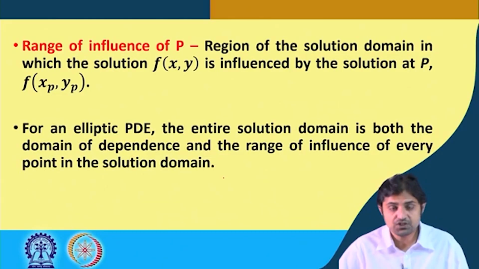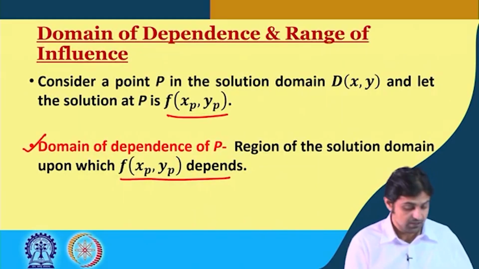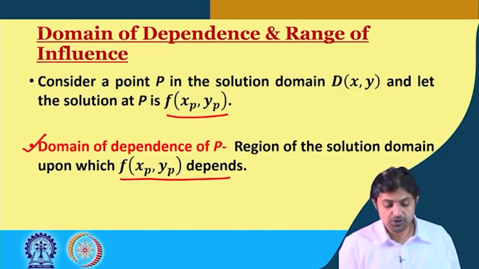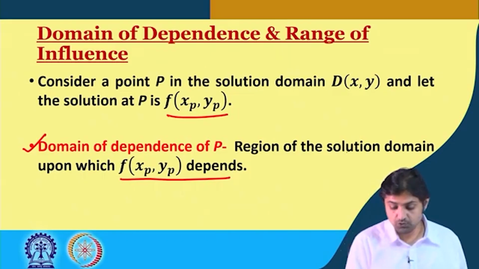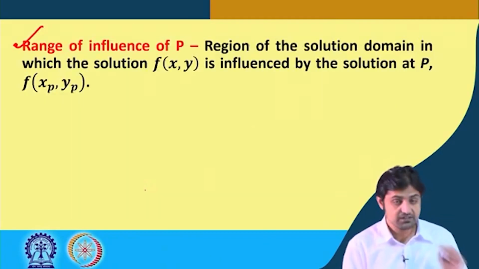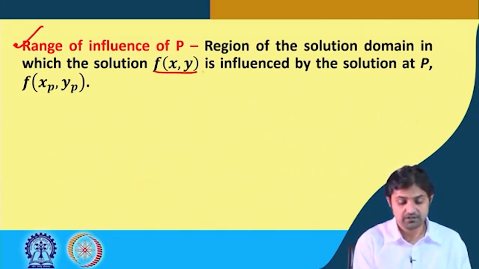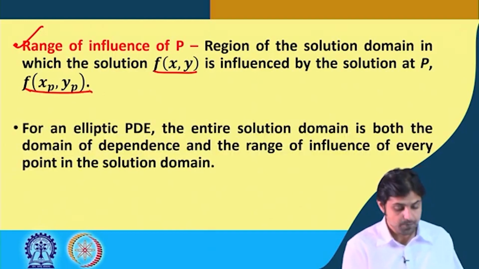So, for an elliptical partial differential equation, the entire solution domain is both the domain of dependence and range of influence of every point in the solution domain. So, there are two things: the domain of dependence of P, which we have defined as the region of solution domain upon which f(xp, yp) depends, and secondly the range of influence of P, which is the range of solution domain in which the solution f(x, y) is influenced by the solution at P. All right.